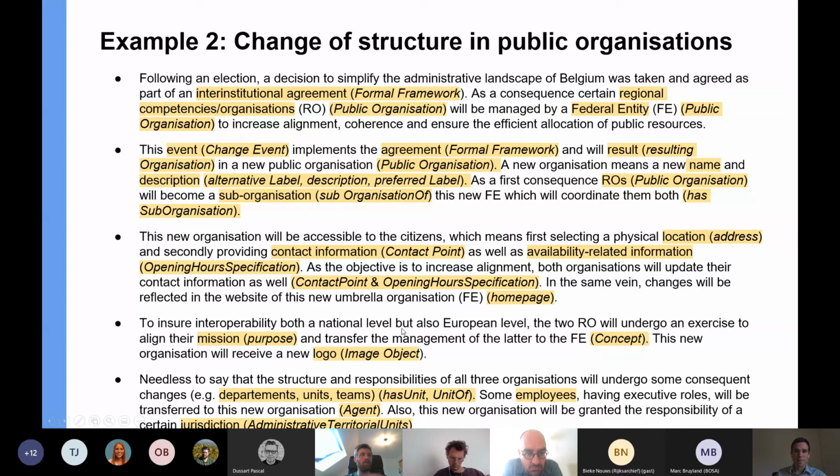Then the mission, the purpose of the new organization will need to be stated together with a logo. And finally, yeah, I see that the image is, sorry, the text is partially cut, but there will be also some restructuring between the units, the agents that have some roles within the organization, and we'll need to define what is the jurisdiction, the special coverage of this administration from a competent authority point of view.